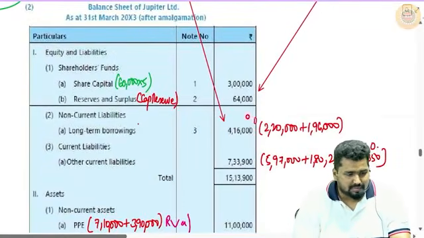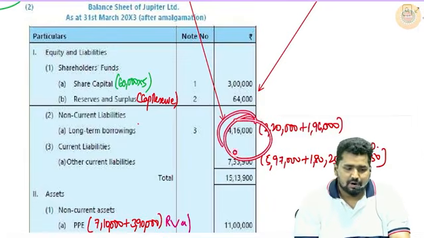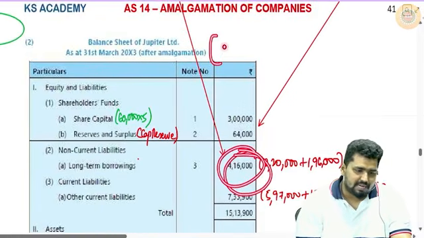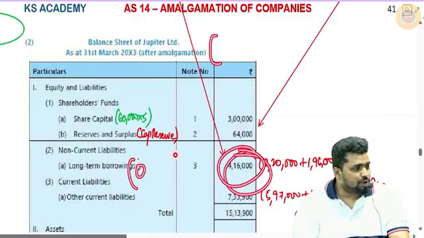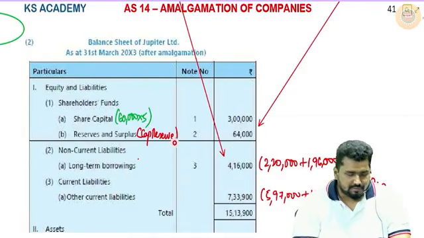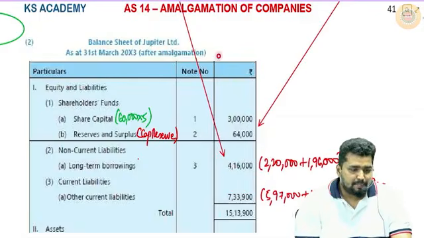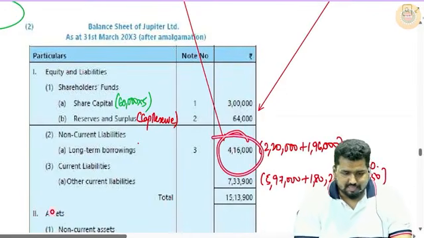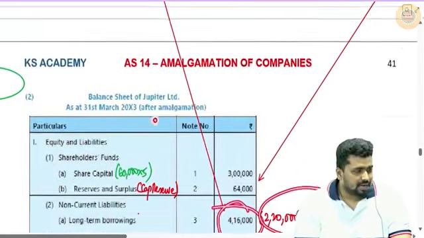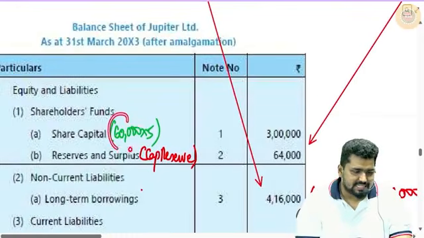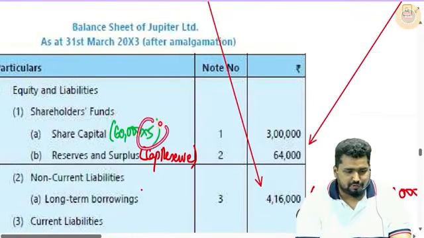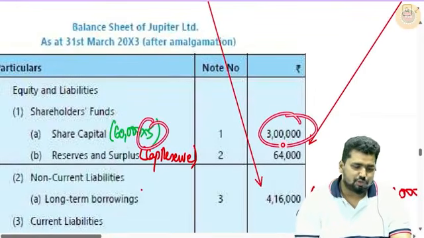Clear? In Jupiter Limited, what is going to be the long-term borrowing? 4,60,000. Jupiter Limited will not have any opening balance because it is a new company. Whatever assets and liabilities we are bringing from the selling company will be the assets and liabilities of the new company, Jupiter Limited. So 4,16,000 we are bringing. And how many shares we are going to give? 60,000 shares of Jupiter Limited into 5, which comes to 3 lakhs.